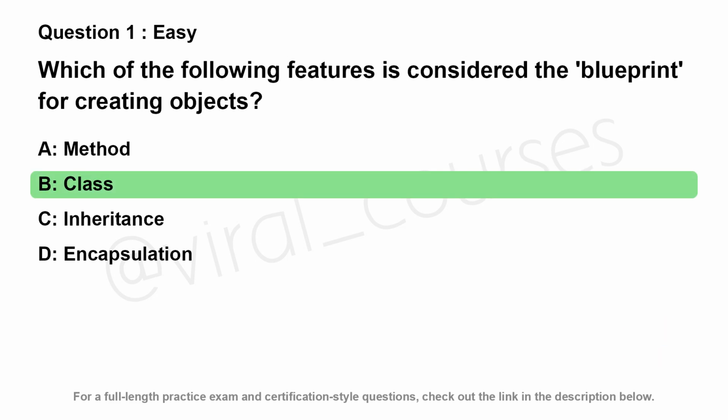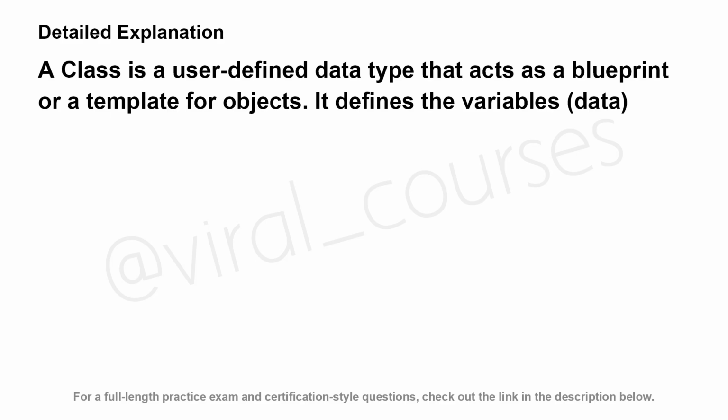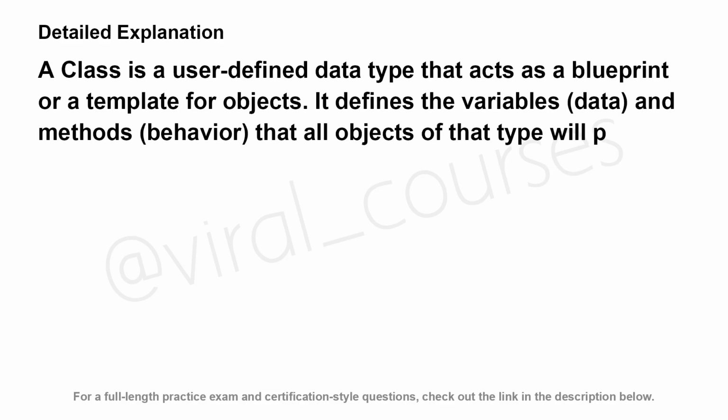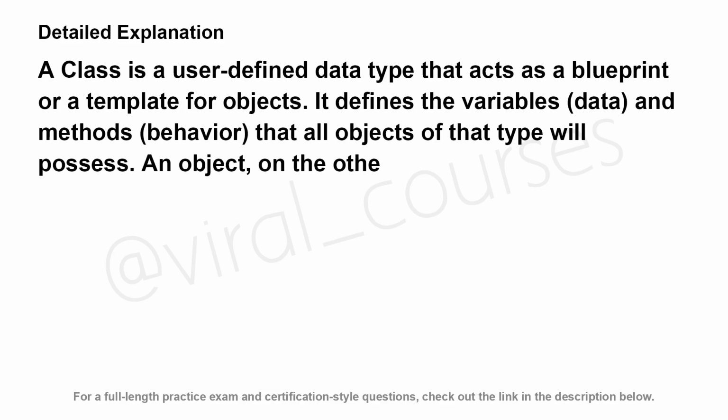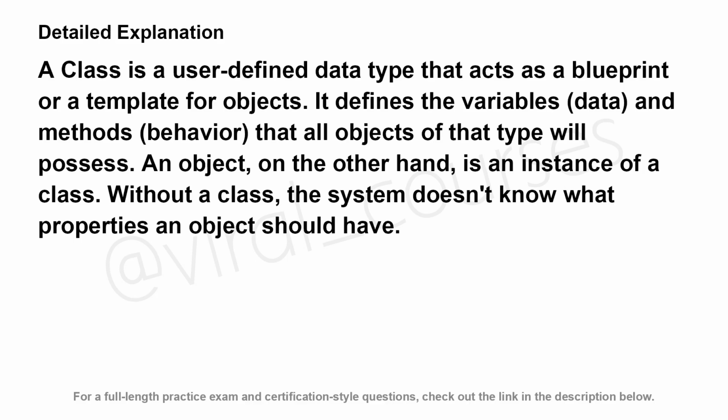The correct answer is B. A class is a user-defined data type that acts as a blueprint or a template for objects. It defines the variables, data, and methods, behavior, that all objects of that type will possess. An object, on the other hand, is an instance of a class. Without a class, the system doesn't know what properties an object should have.